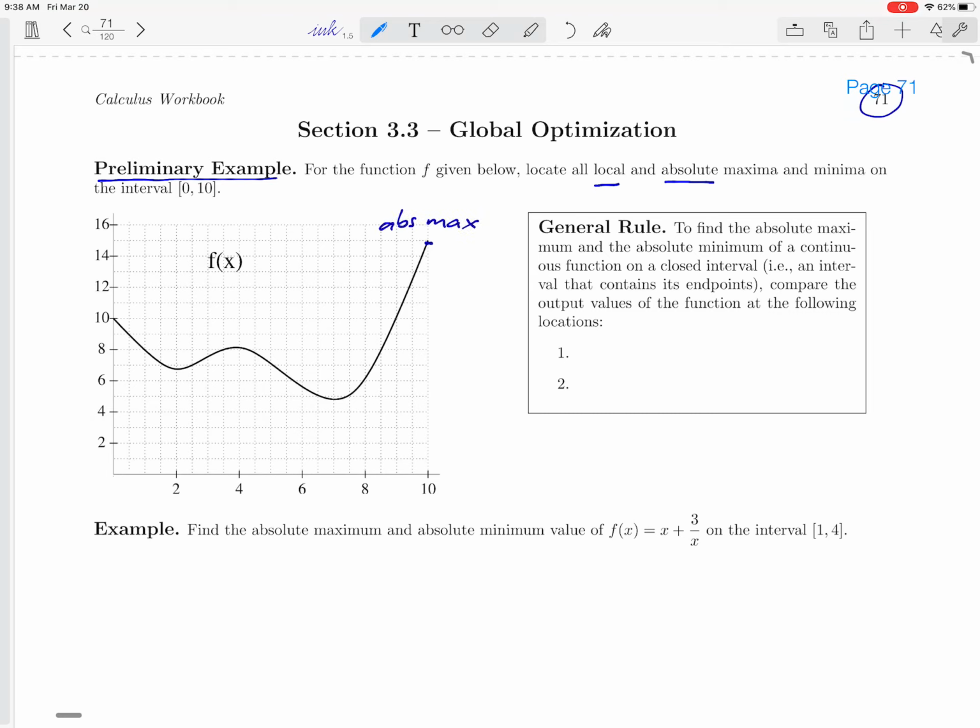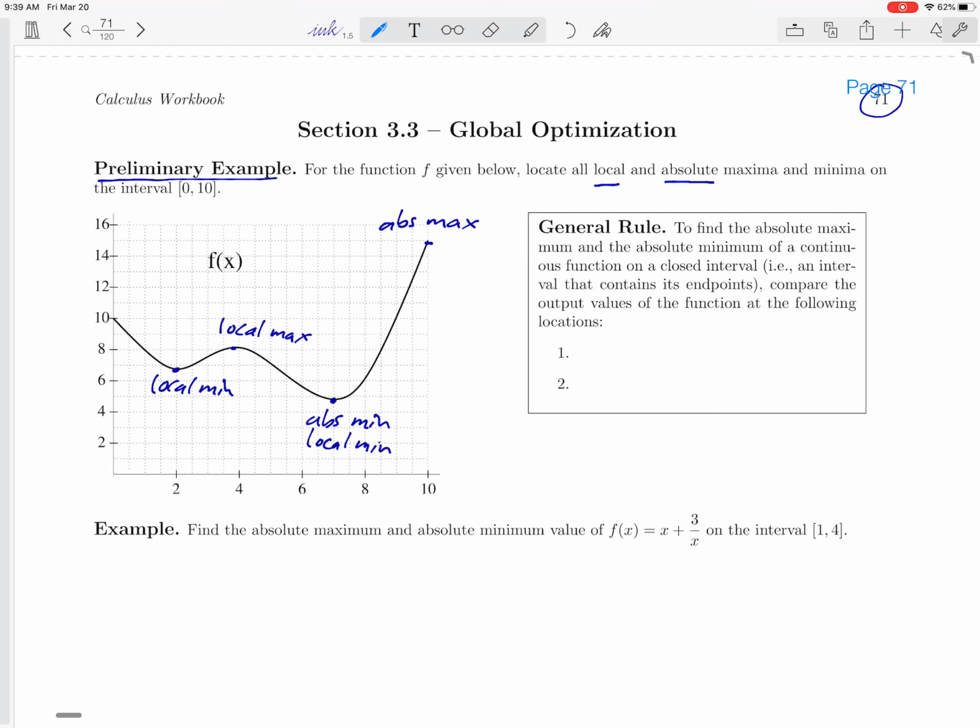Sitting right over here at the very right. That would be our absolute max. And the very lowest point on the graph is sitting here, at x equals 7, it looks like. And do you see any local maxes and mins for this function? I see a few. For example, there's a local max sitting about here. And there are a couple of local mins here and here. Those are valleys. One of those local mins is at a place where we also have our absolute minimum.